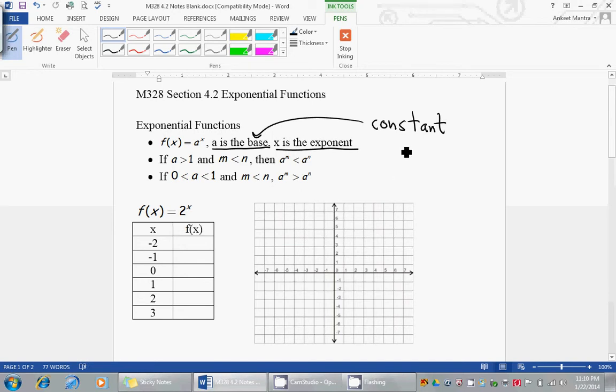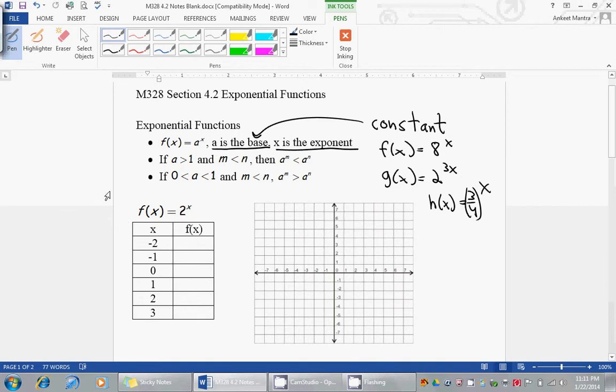Some examples of exponential functions: f of x equals 8 to the x power. Don't want to use f again, let's use g. g of x equals 2 to the 3x power. The base is constant, the variable is up in the exponent. Let's do one more. h of x equals 3/4, I'm going to put that in parentheses, to the x power. We'll look at one with a fraction in a second.